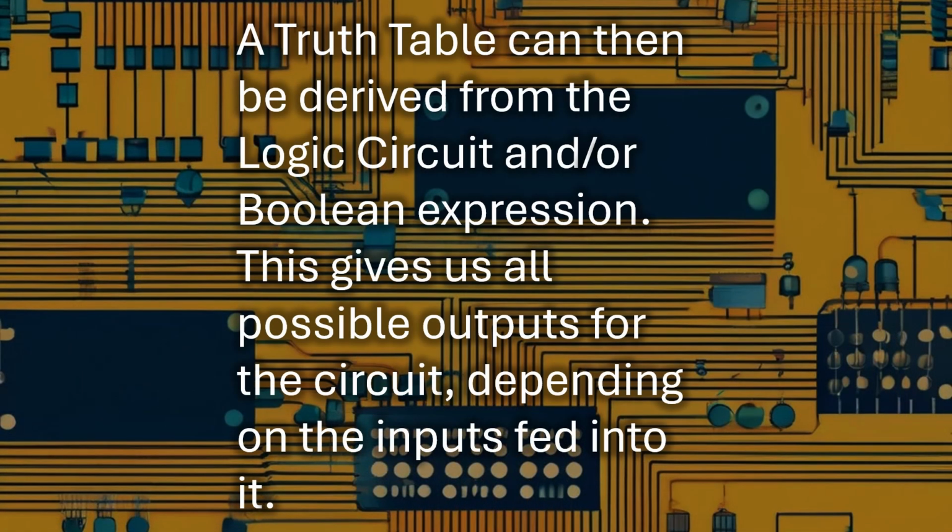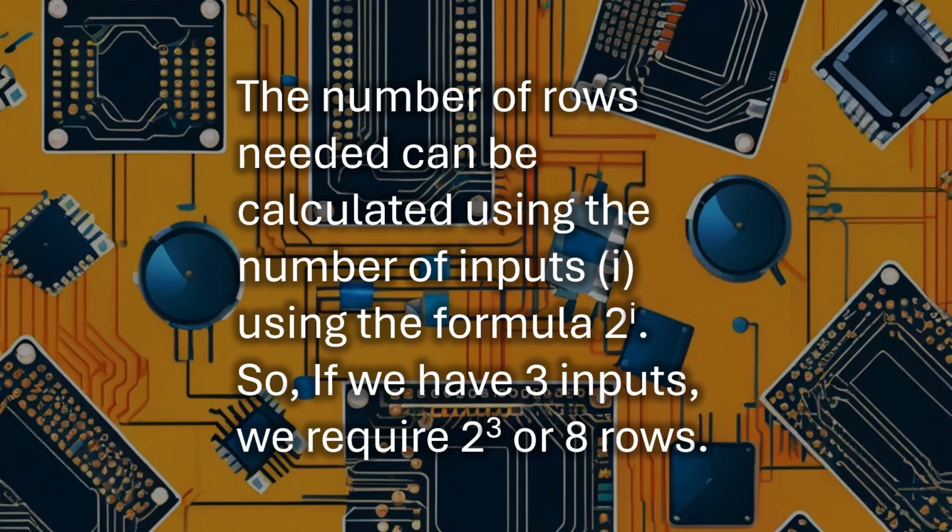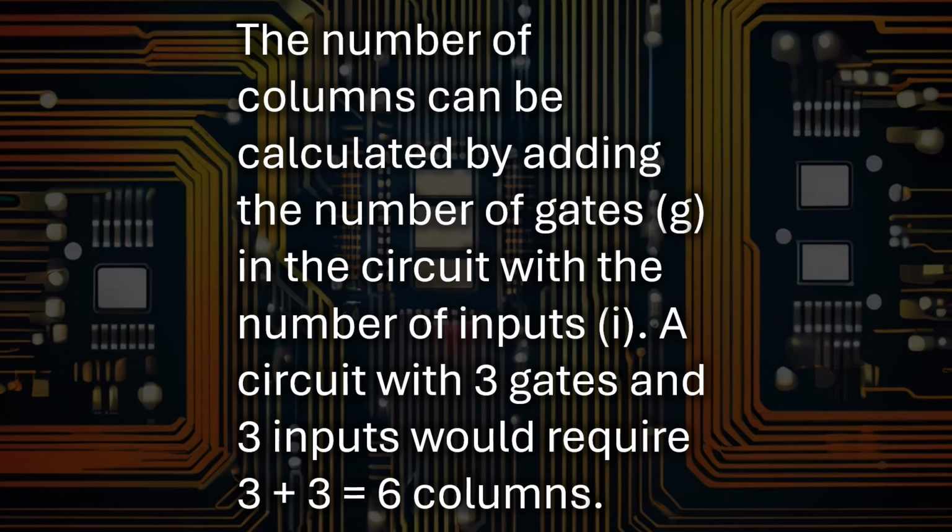A truth table can then be derived from the logic circuit and/or Boolean expression. This gives us all possible outputs for the circuit, depending on the inputs fed into it. The number of rows needed can be calculated using the number of inputs, using the formula 2 to the power of I. So, if we have 3 inputs, we require 2 to the power of 3, or 8 rows. The number of columns can be calculated by adding the number of gates in the circuit to the number of inputs. A circuit with 3 gates and 3 inputs would require 3 plus 3, or 6 columns.